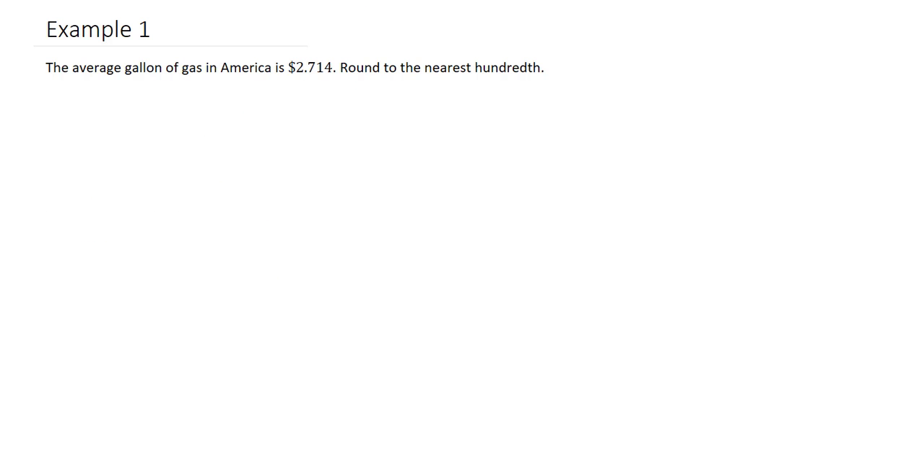Example 1: the average gallon of gas in America is $2.714. Round to the nearest hundredth. Let's rewrite this: 2.714. For rounding to the nearest hundredth, let's underline that, so that's the 1. We're going to circle the 4 because that's going to indicate to us if we're going to round up or down.